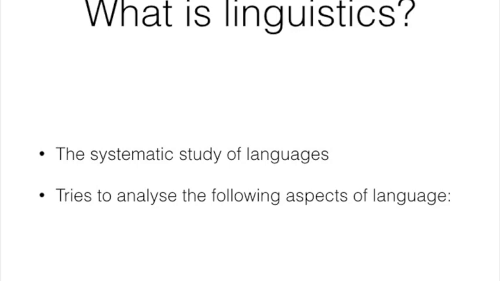We are talking about data, very important data. You can't do any systematic study without data. You go and you collect data, and then you compare. You have variables in there, you compare the variables, you compare the data, and then you come up with a conclusion, with findings. So this is a systematic scientific study of languages, so there is data in there. And then linguistics tries to analyze the following aspects of language. What are these aspects?